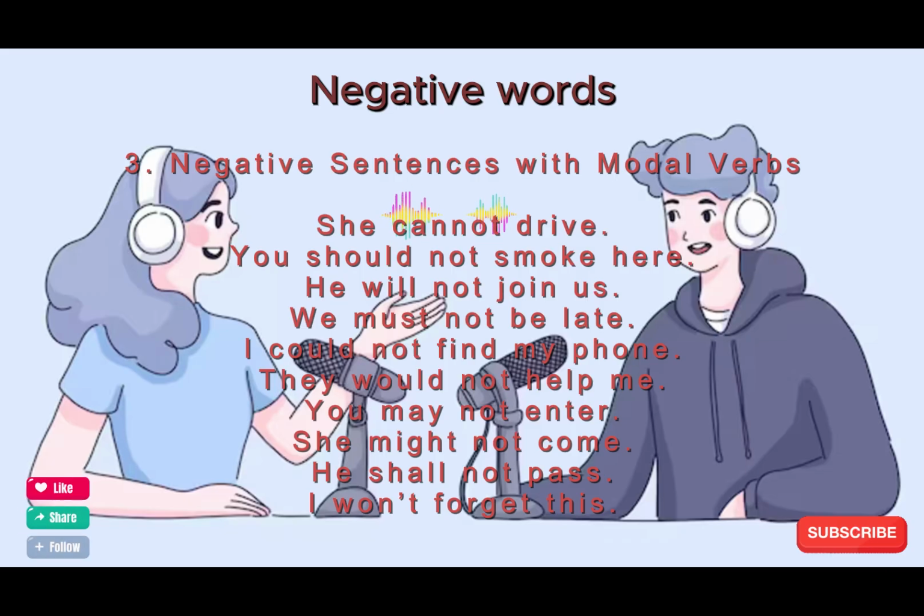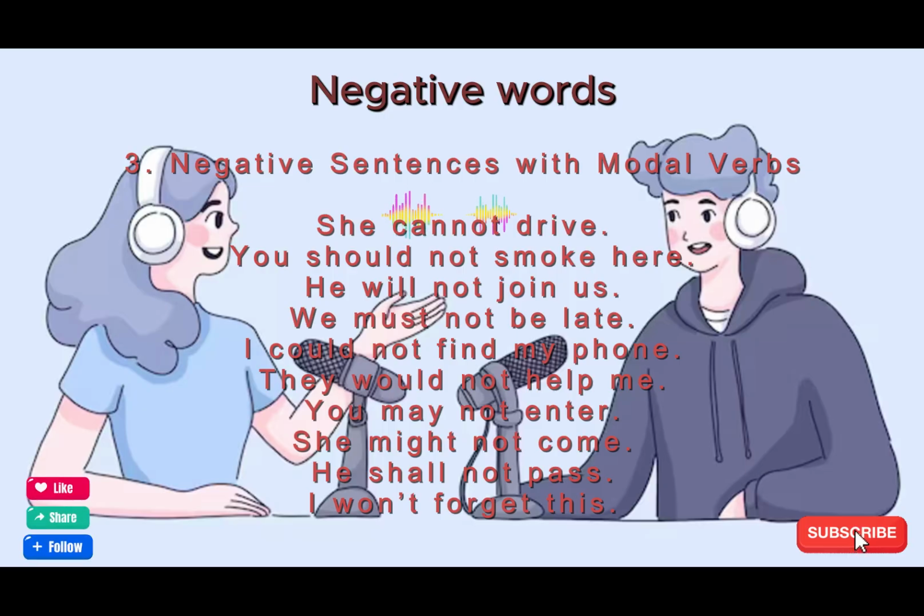You just put not right after the modal verb, and the main verb after it stays in its base form. The structure is subject plus modal plus not plus base verb. So, like, she cannot drive. Or often we say can't drive. What about advice, like with should? You should not smoke here. Or shouldn't.